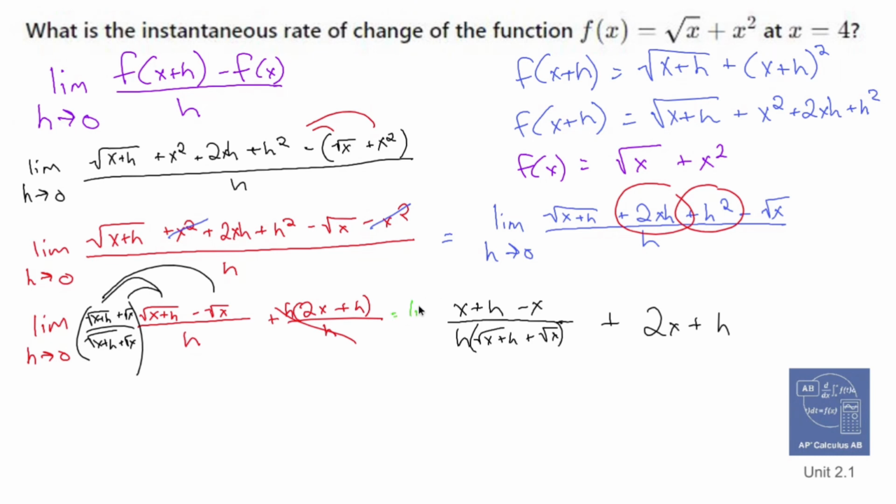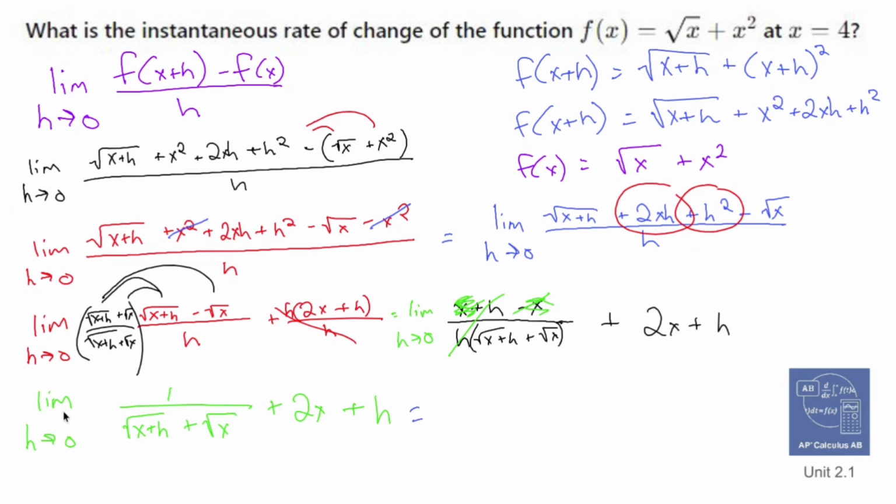So let me write that out, the limit as h approaches 0. The x's cancel out. Now all of a sudden I have h alone over h times stuff, and the h's cancel out. So I am left with the limit as h approaches 0 of 1 over the square root of x plus h plus the square root of x, plus 2x plus h. Now I can plug in my 0 and feel pretty good.